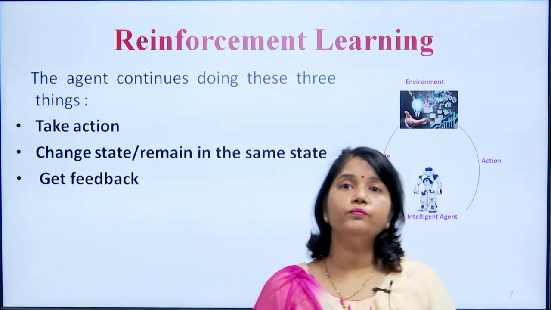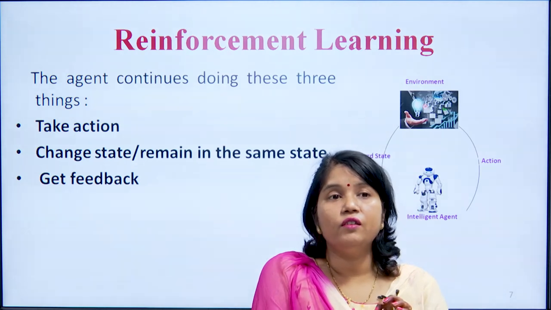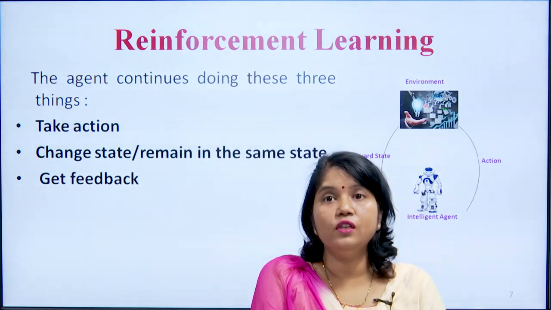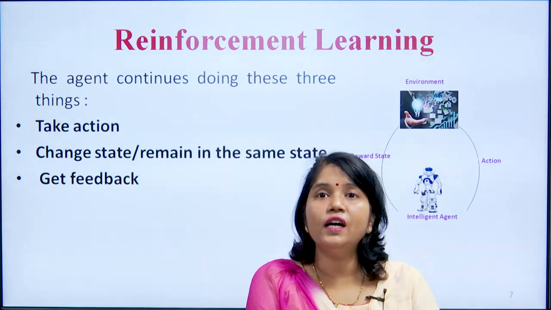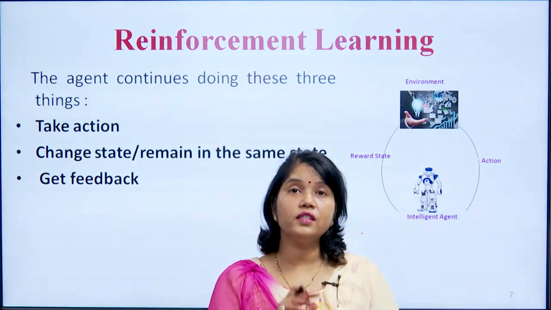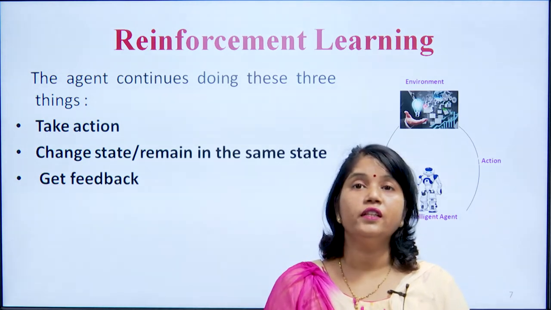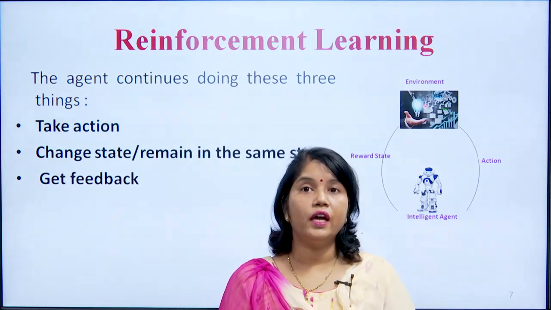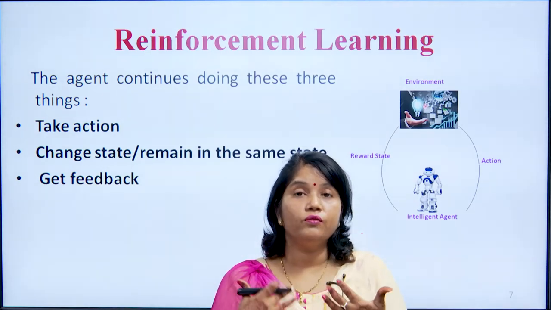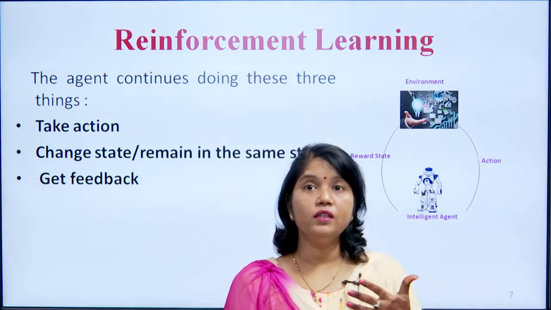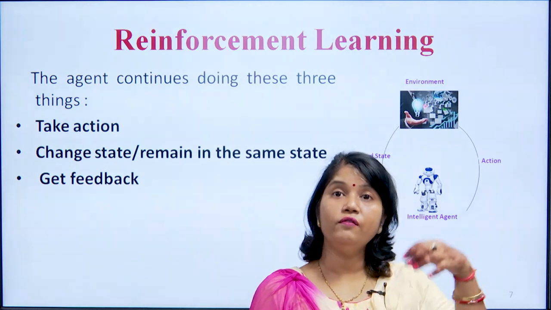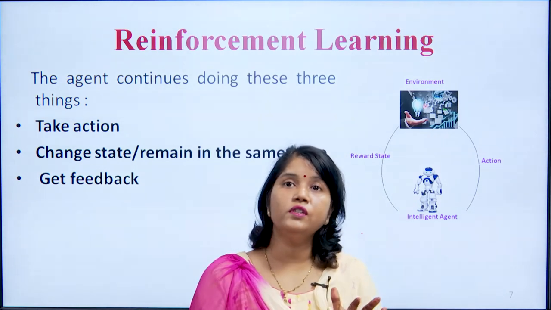Suppose you drive a car, then what happens? You are the agent. Obviously you will judge the surroundings first, then you will drive the car, right? If you see the traffic light, then you will take a pause there. And after that, if the traffic light is over, then what happens? You will move your car. That means you are the intelligent agent, you will take the environment. If the road is free, then you will move on.